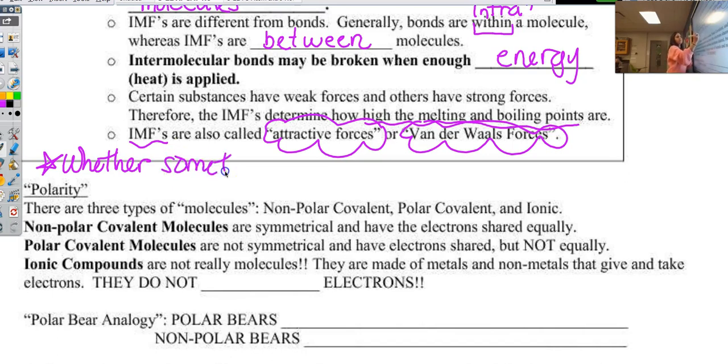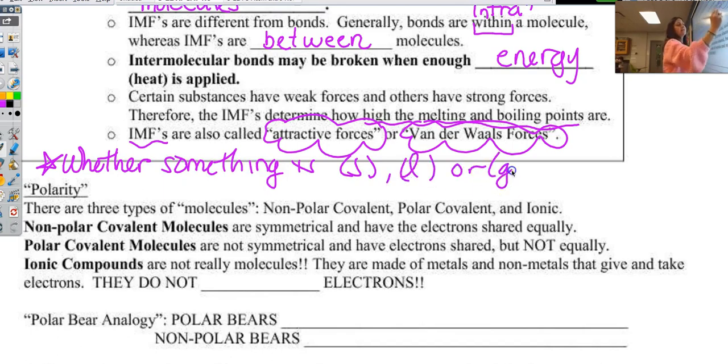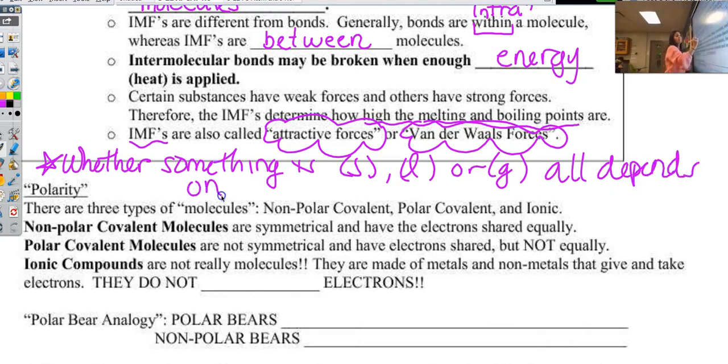So whether something is solid, liquid, or gas all depends on, obviously, the temperature that it's at, right? But if they're all at the same temperature, it's IMFs, and then a bunch of exclamation points so we don't forget that. Okay, so that's really an important part of this.